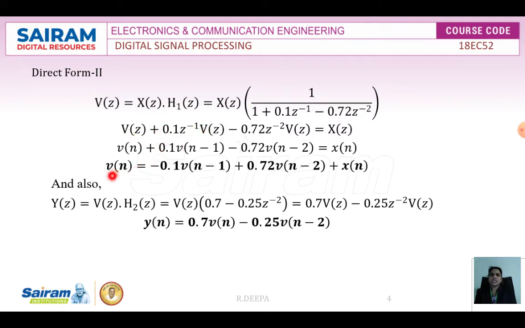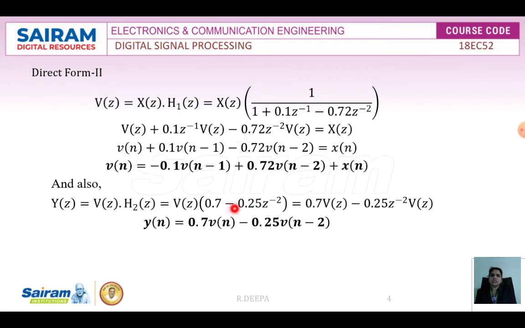So we will be getting an equation v of n is equal to minus 0.1 v of n minus 1 plus 0.72 v of n minus 2 plus x of n. And similarly the other transfer function h2 of z, which is equal to y of z divided by v of z, where v of z will be the intermediate z transform of the intermediate output v of n. So v of z represents the z transform of v of n, where v of n is the intermediate output.